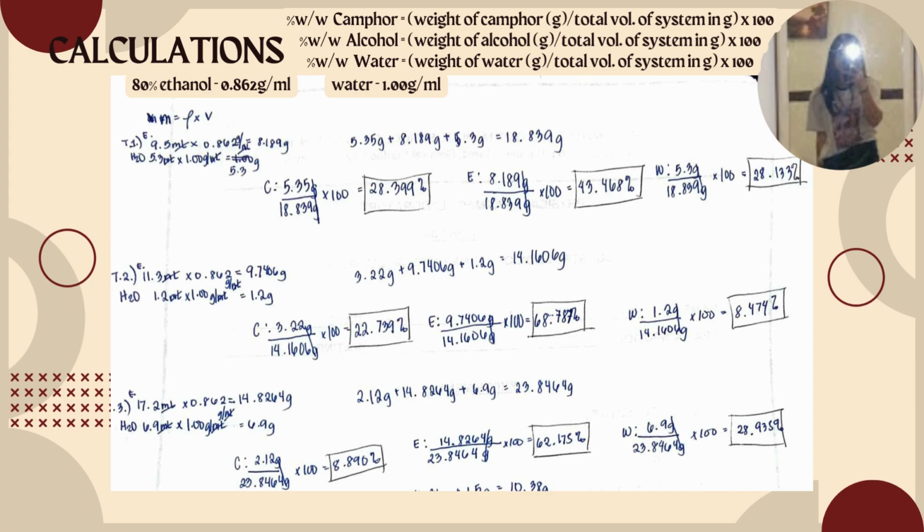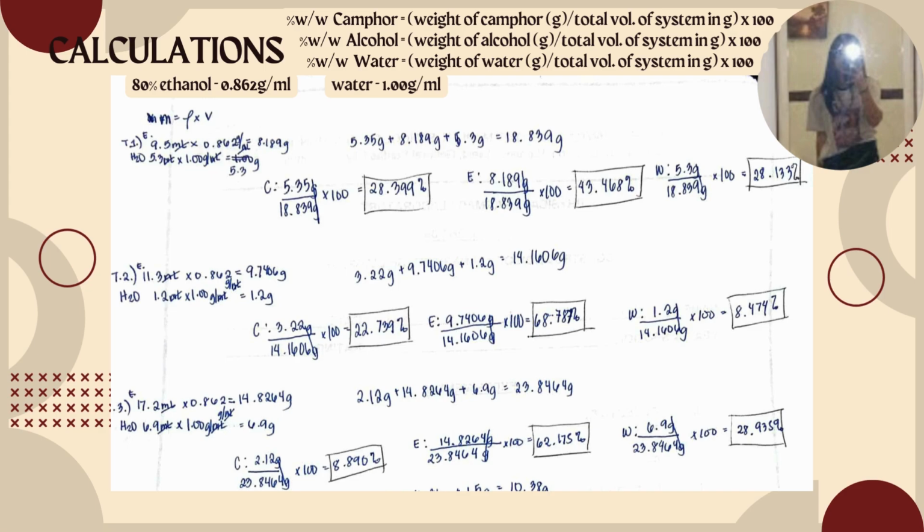And for the total volume of system in grams, we just have to add the weight of camphor, alcohol, and water. So we have 5.35 grams plus 8.189 grams plus 5.3 grams. We have the total of 18.839 grams.